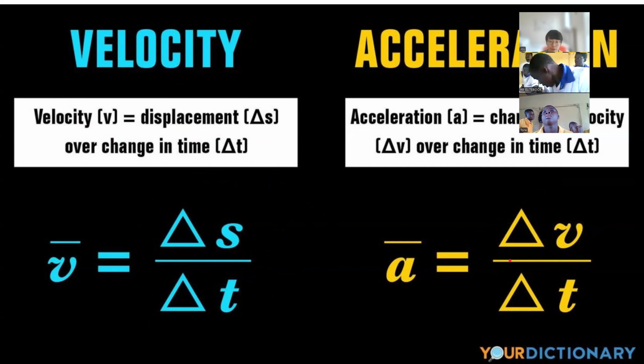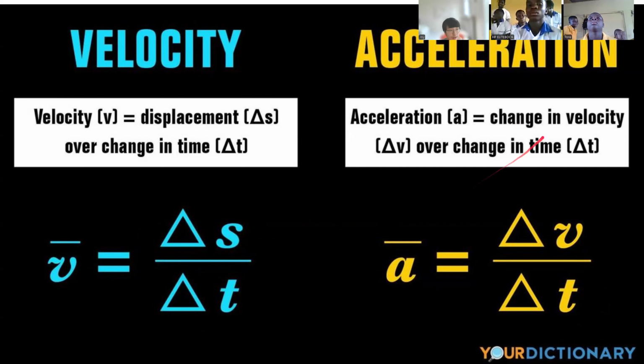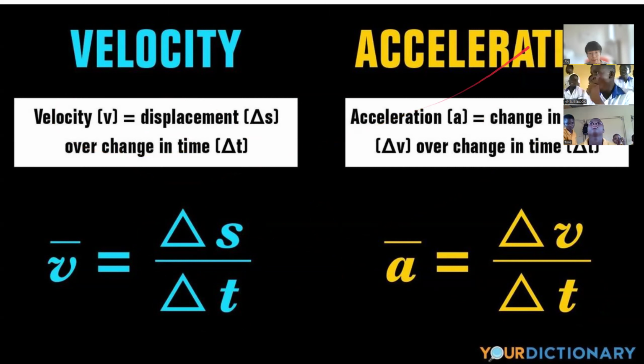So it's how much velocity changes in a given time. Velocity is how much distance changes in a given time. So if you want to state the connection, you can say that acceleration is the change in velocity, but velocity is the change in distance. It's a really important concept that you need to know. Okay.